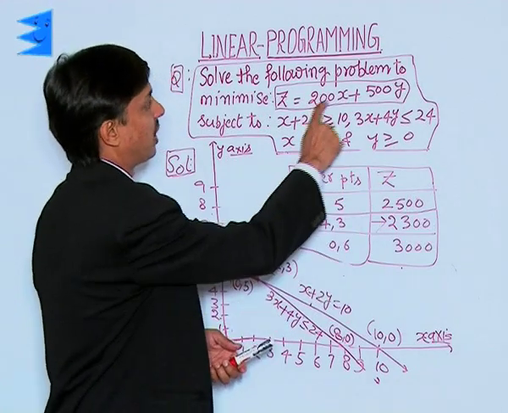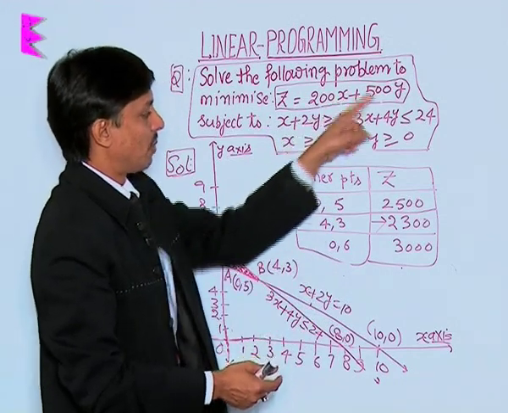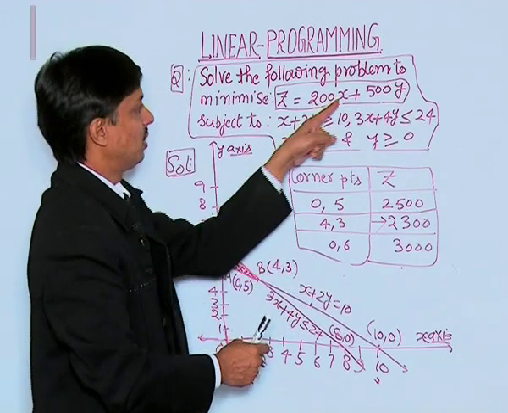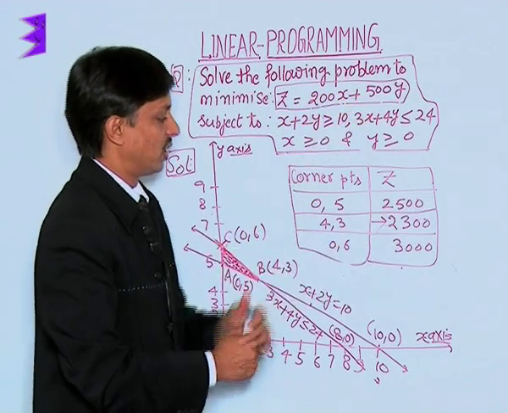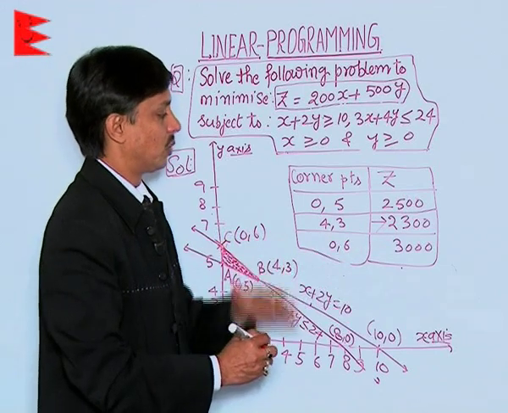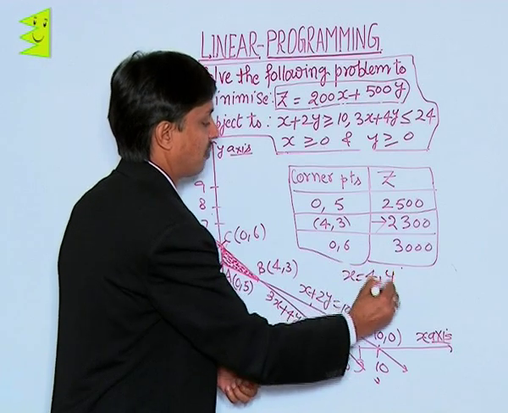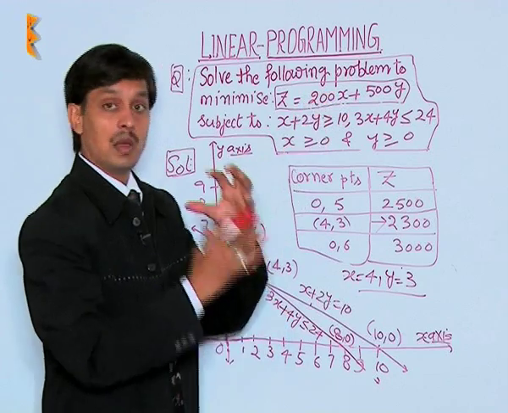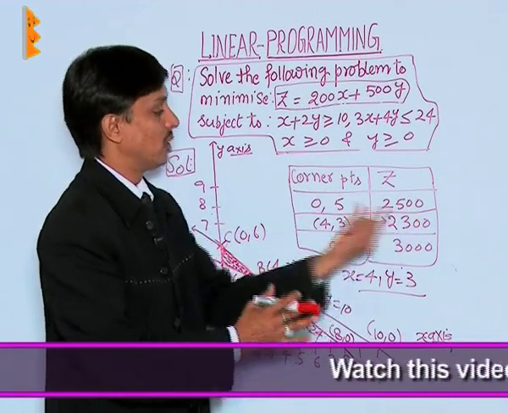What is our z? 200x plus 500y. If we put 0 comma 5, we get 2500. If we put 4 comma 3, this is the second situation, x is 4 and y is 3, so it will be 800 plus 1500, that is 2300. And if we put the last situation 0 comma 6, we get 3000. So 4 comma 3, meaning x is equal to 4 and y is equal to 3, at this situation this is the minimum. So z is minimized at 4 comma 3 and the minimum value is 2300.